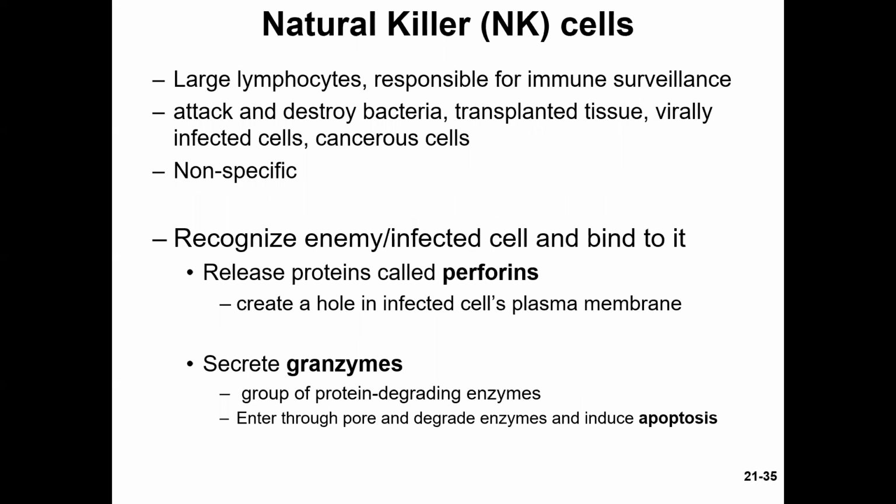Natural killer cells are large lymphocytes responsible for immune surveillance. They attack and destroy bacteria, transplanted tissue, virally infected cells, and cancer cells. These guys are non-specific. They recognize the enemy or infected cell and bind to it. They release proteins called perforins, which create a hole in the infected cell's plasma membrane. They secrete granzymes, a group of protein-degrading enzymes, which enter through the pore, degrade enzymes, and induce apoptosis. So this will help take care of cancer a lot. We've heard about natural killer cells. Again, this is non-specific immunity.